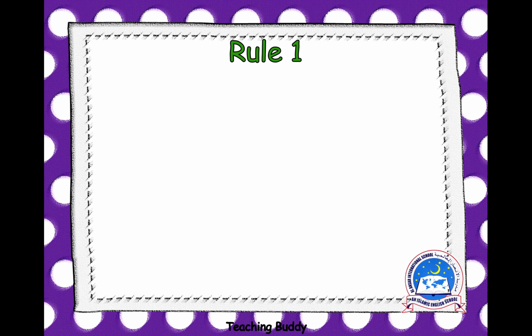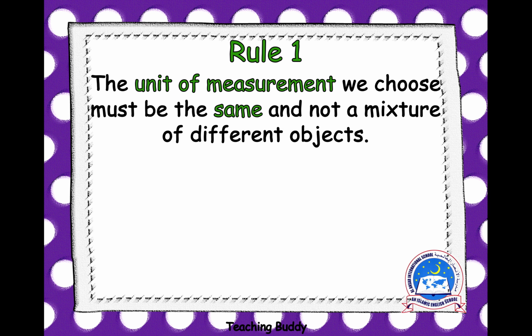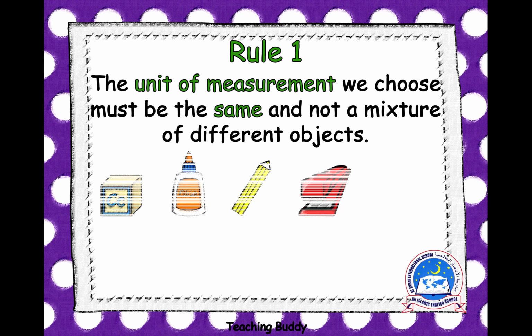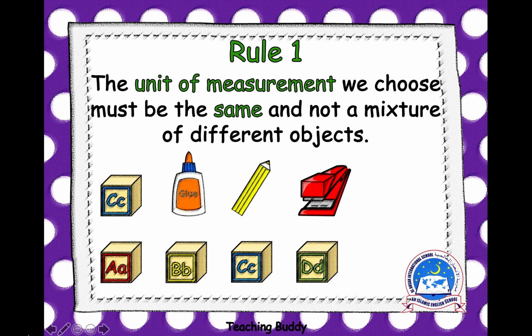Now, just like when we measured length, there were rules. The same goes for measuring mass. The first rule is the unit of measurement we choose must be the same and not a mixture of objects. So we have to measure mass with the same objects, not different objects like this.